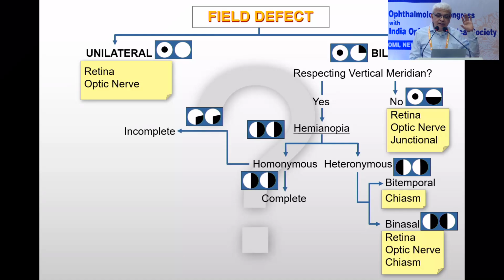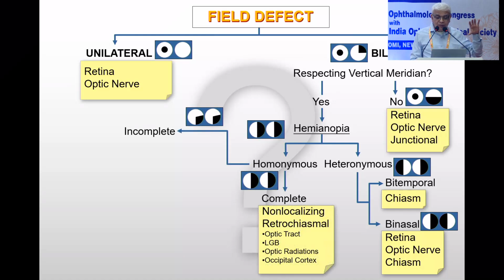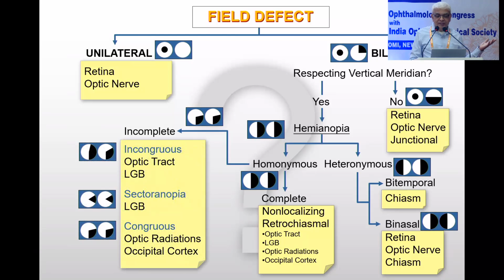Homonymous, if it's complete homonymous hemianopia, as I told you, all we know is it's retrochiasmal on the opposite side: optic tract, LGB, radiations, cortex somewhere. But if it is incomplete, then you can get patterns. If it's incongruous, you can get optic tract. If you get sectors, then it's most likely to be lateral geniculate body. And if it's congruous, very congruous, think of the quadrantopias as radiations, and very congruous defects is occipital cortex.